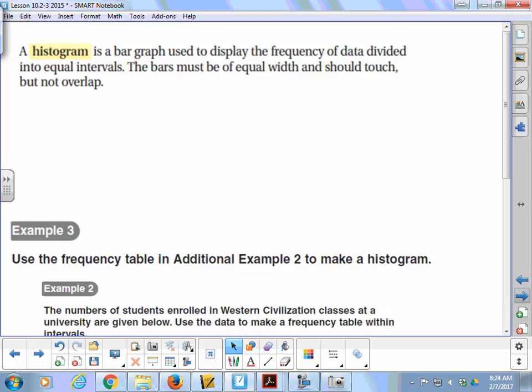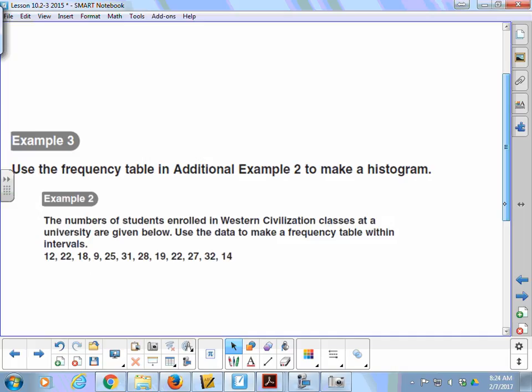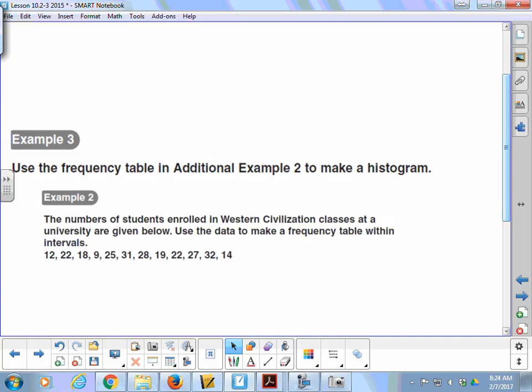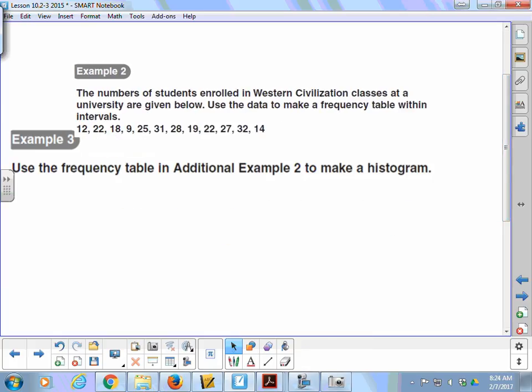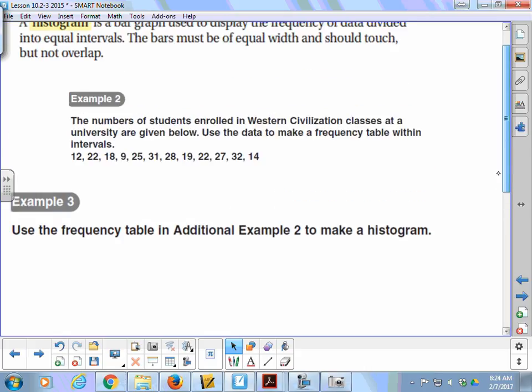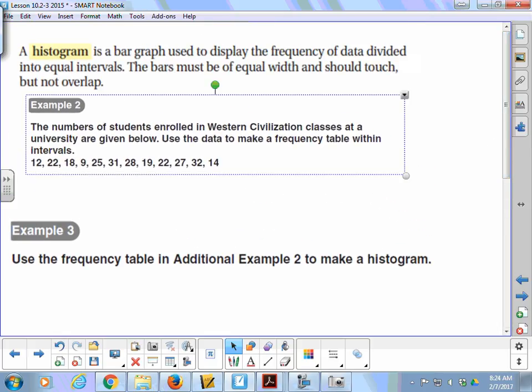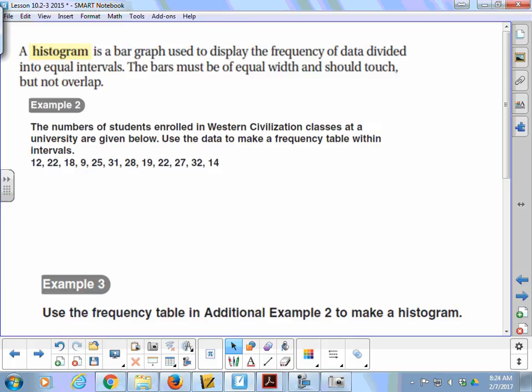A histogram is a bar graph used to display the frequency of data divided into equal intervals. The bars must be equal width and should touch but not overlap. So to make a histogram, first of all, we need to make a frequency table with specific intervals. So here we have a set of numbers, and we're going to make a frequency table first.